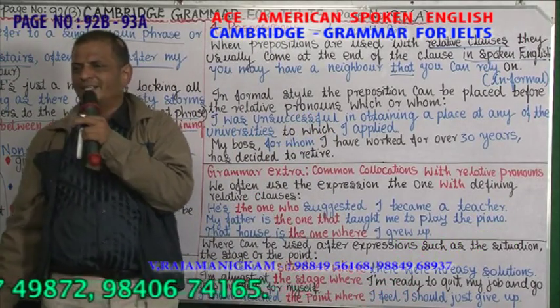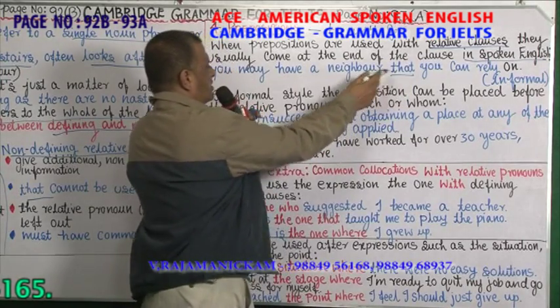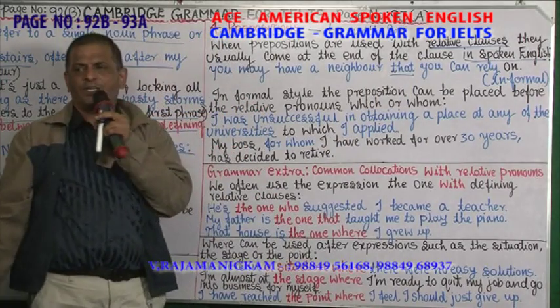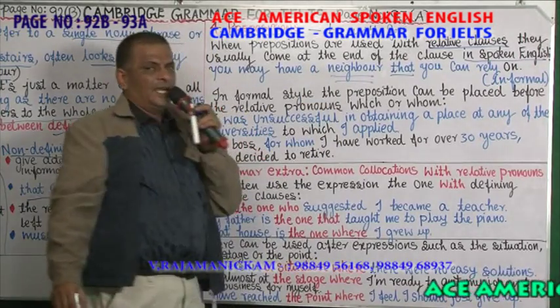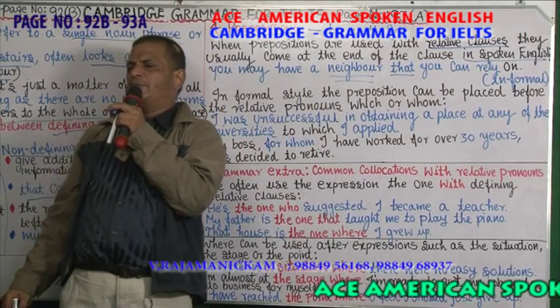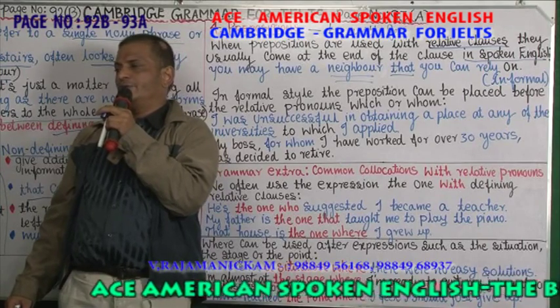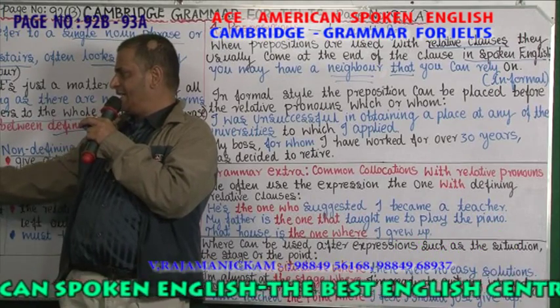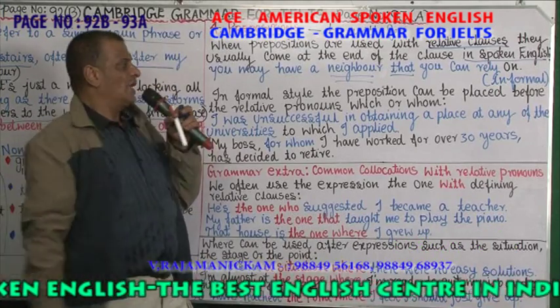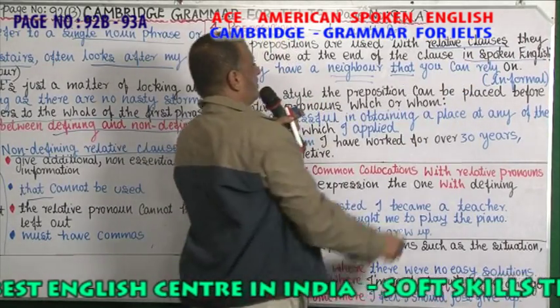You may have a neighbor that you can rely on. So that stands for what? Neighbor. You're defining the noun neighbor, so here a defining relative clause can be used: a neighbor that you can rely on.